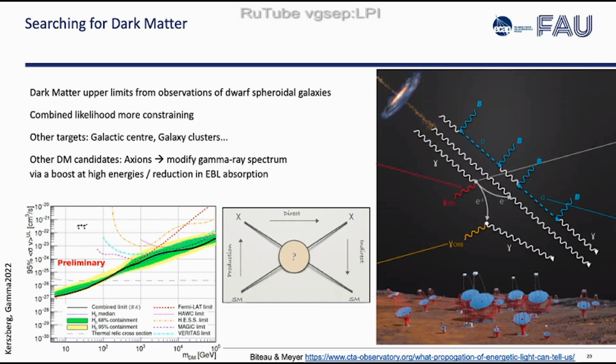And there are other candidates that we're going to look for signatures from, such as axions, and these would modify the gamma ray spectrum. In principle, axions allow you to escape some of the EBL effect, and this would lead to an additional bump in the spectral energy distribution at the highest energies, where you become less attenuated from the EBL than you would otherwise be, due to the photons transforming into axions along their journey through the universe.